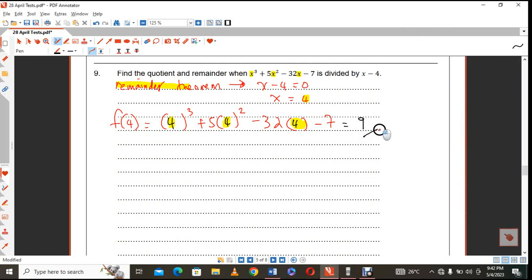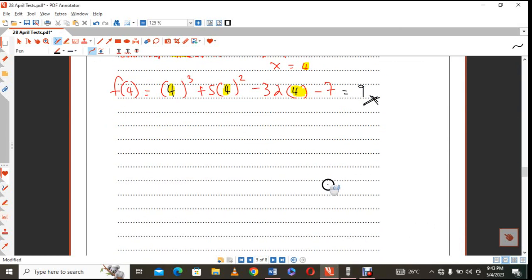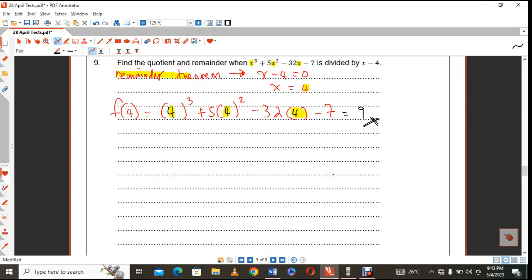So my remainder should be 9. Okay, so that takes care of that problem. So if I now do my long division, I already know what I'm expecting my remainder to be. So let's use long division, which is x minus 4.